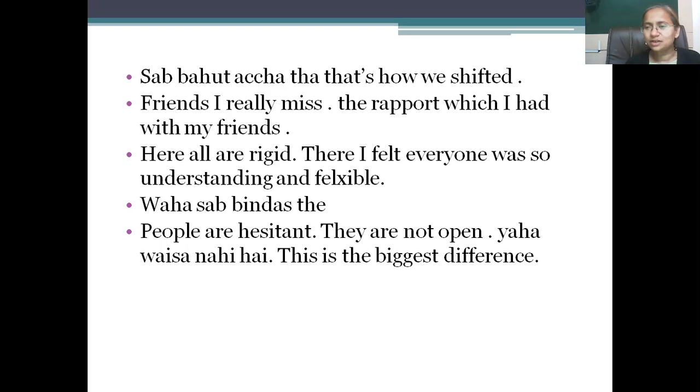She said, here all are rigid. I felt, in Dubai, the people were more understanding and flexible. Here they are not. वहाँ सब बिंदास थे, इधर नहीं है. People are hesitant here, not open. This is the biggest difference which she perceives.